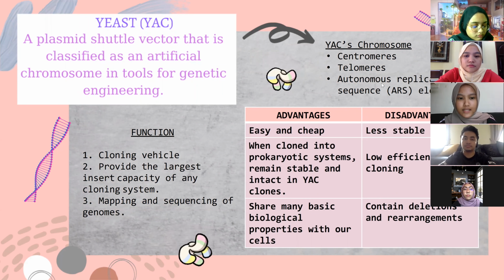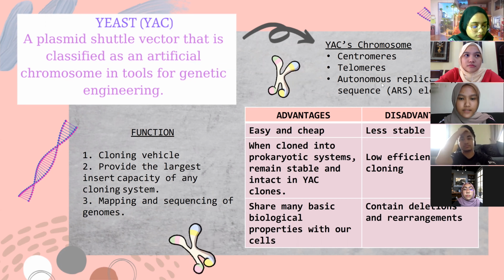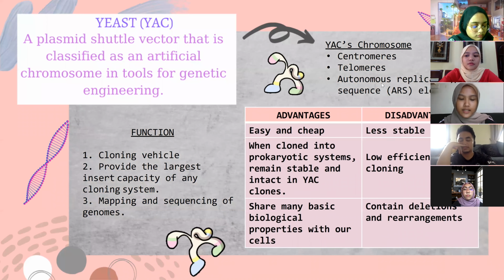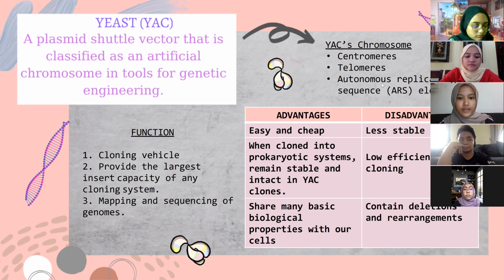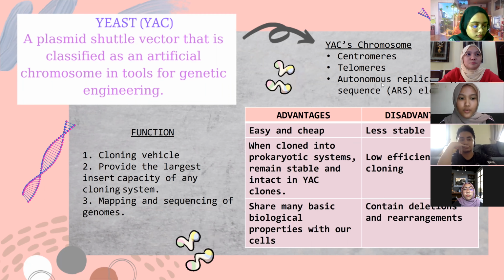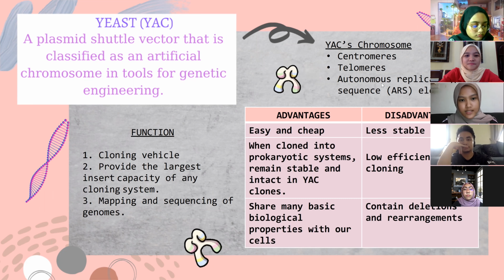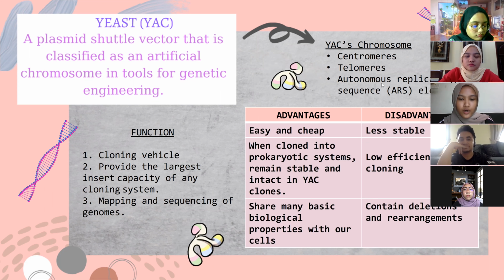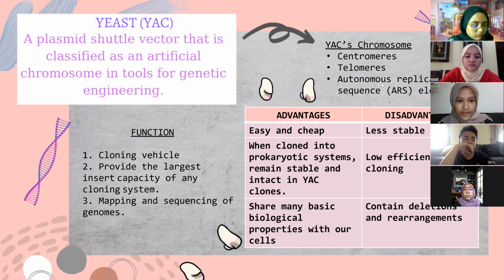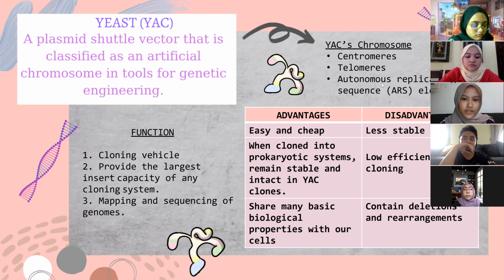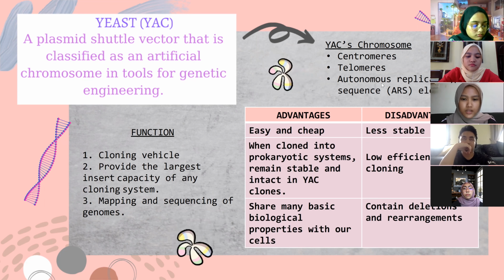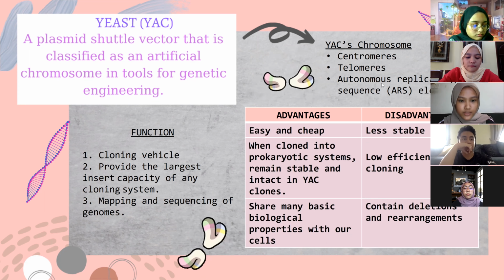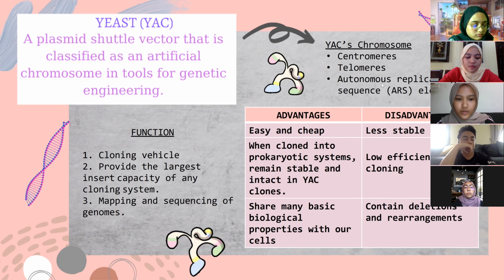So YAC is actually a plasmid shuttle vector that is classified as an artificial chromosome in tools for genetic engineering. Shuttle vector means it is capable of replicating in both yeast and bacteria. YAC and BAC are human-engineered DNA molecules derived from the DNA of yeast and common bacterial hosts such as E. coli, which is then ligated into a bacterial plasmid or yeast plasmid. So they act as a cloning vehicle that will breed in eukaryotic cells, hosted as eukaryotic chromosomes.